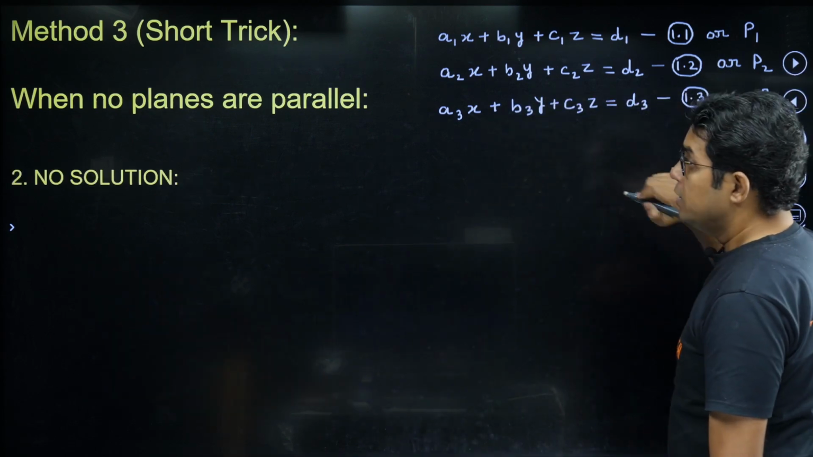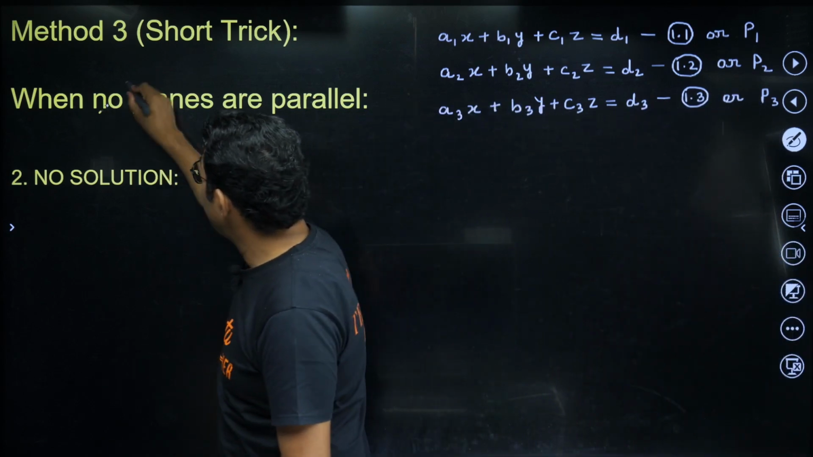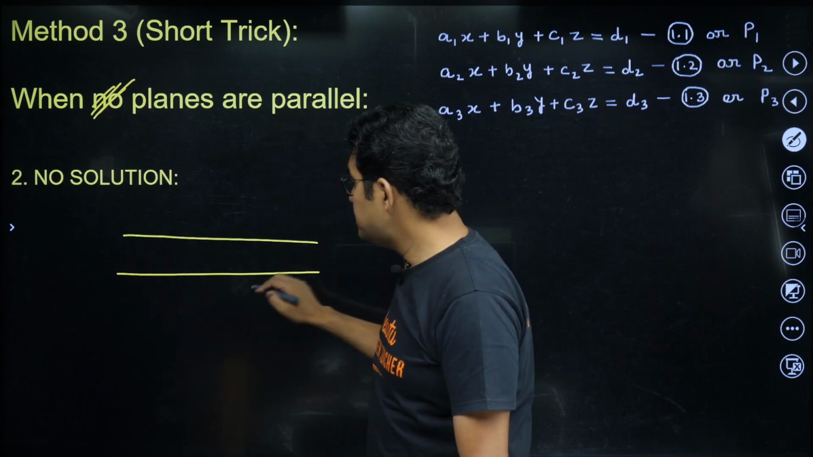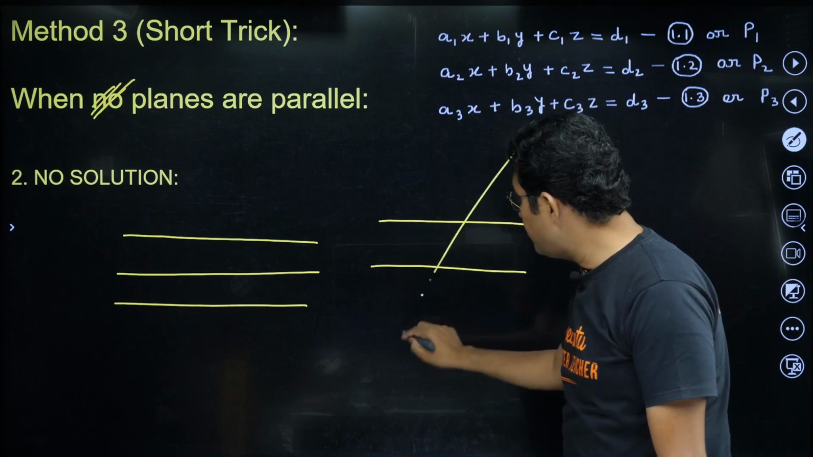Okay. Now, the no solution case. No solution case when planes are parallel. When planes are parallel, it will be if 3 planes are like this, or maybe 2 planes are like this and the third plane is like this.